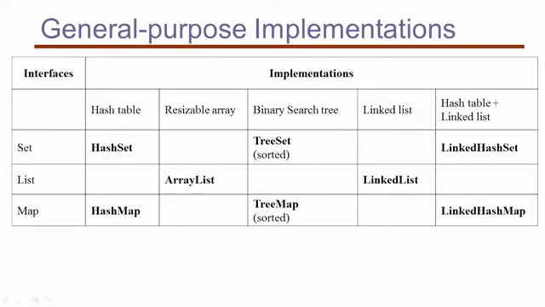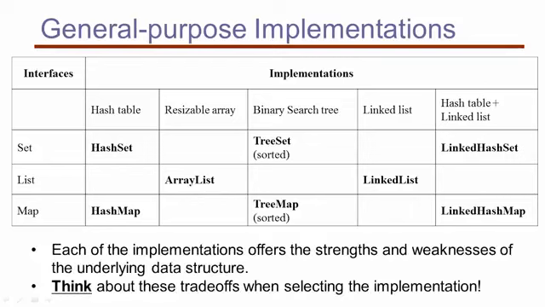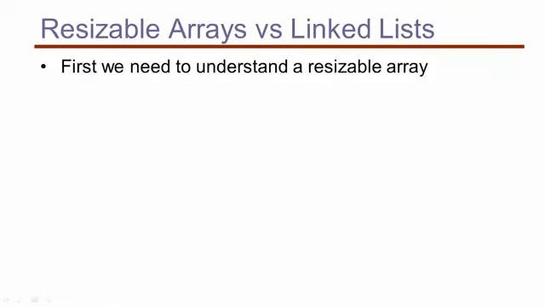We do not have the time in this lesson to go into great detail about all these options, but in the subsequent slides we will highlight the main differences between resizable arrays and linked lists and between hash tables and binary search trees. It is important to understand their strengths and weaknesses and to think about the trade-offs when selecting an appropriate implementation. Before we can compare a resizable array and a linked list, let's briefly introduce their main concepts.